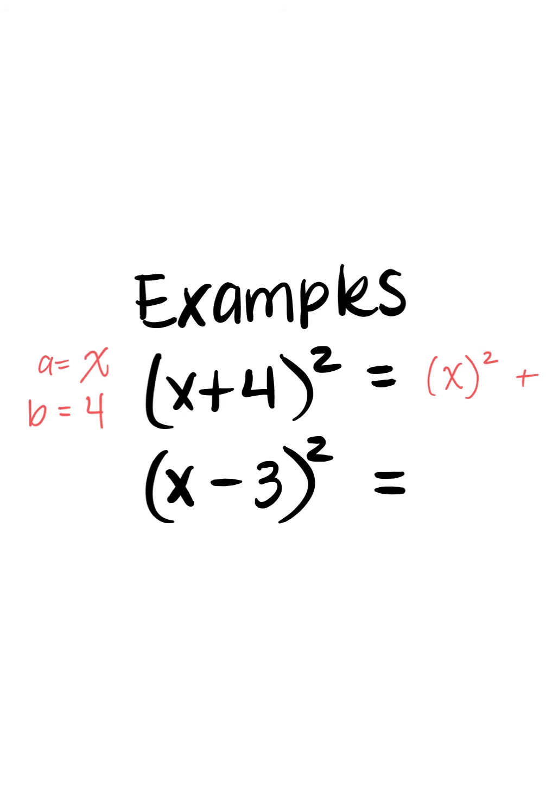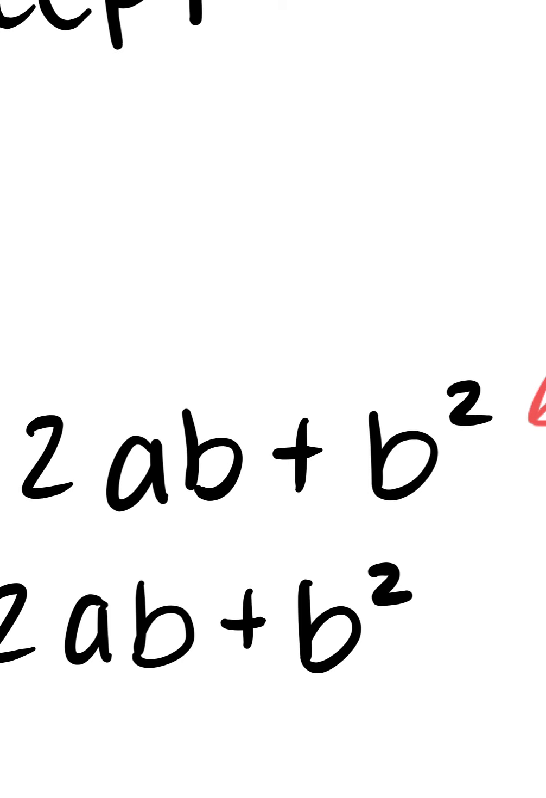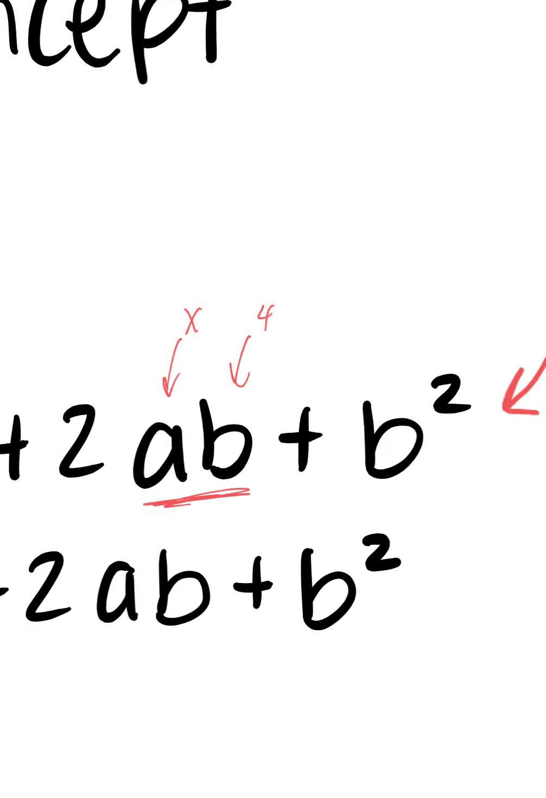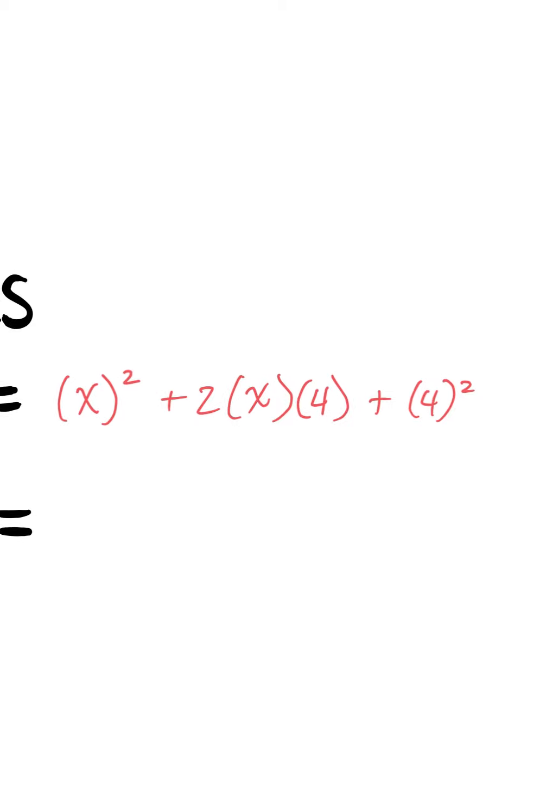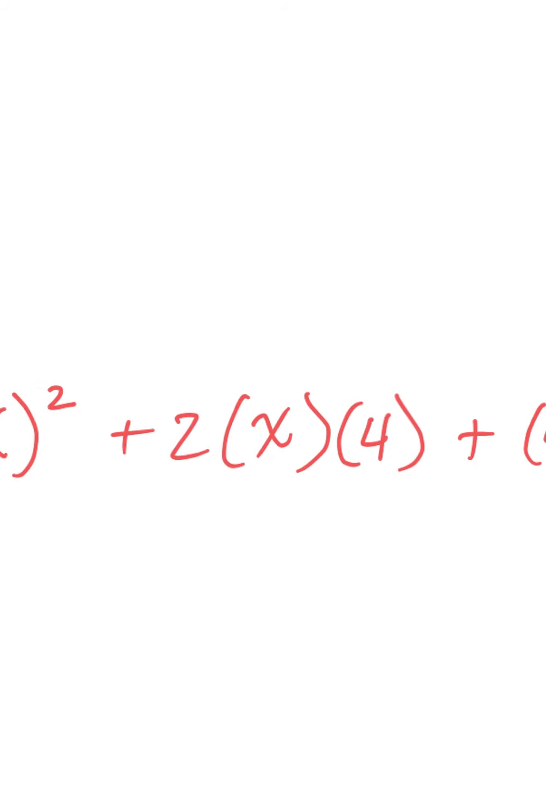Alan, what's up? Where'd I get the x? From 2ab, this portion. We're substituting in this formula. So I put x in for a, and I put 4 in for b. Okay? We good? Carlos, what's up? 4 to the power of 2.